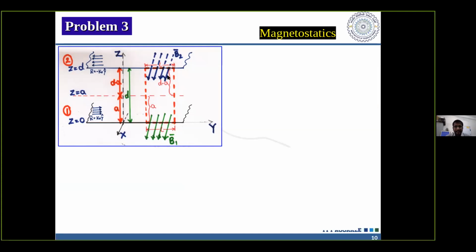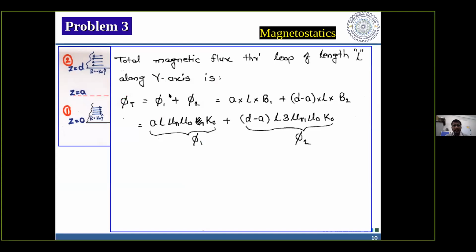So with this, I can very easily write the equation for total magnetic flux through a loop of length L along the y-axis. So this phi t is phi 1 plus phi 2.